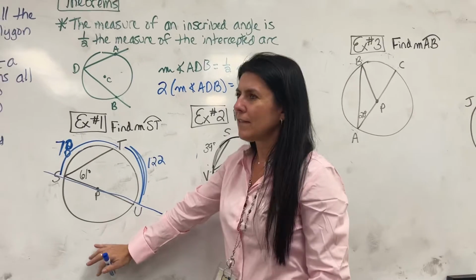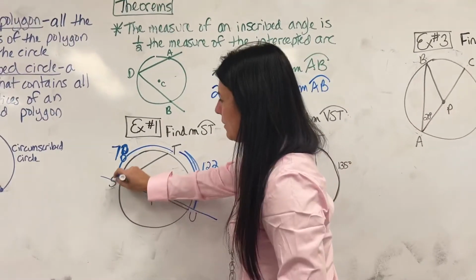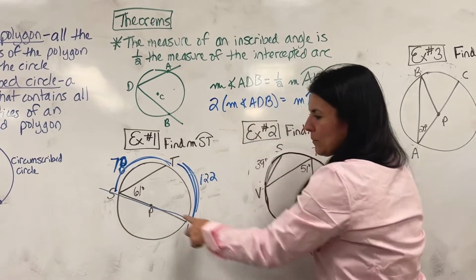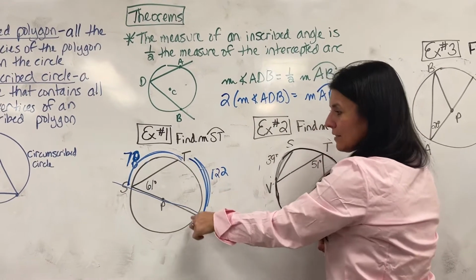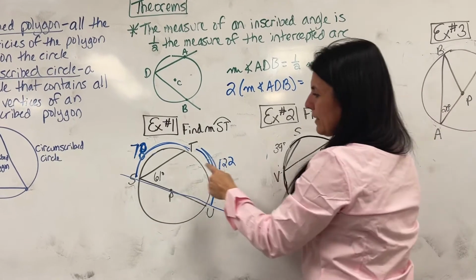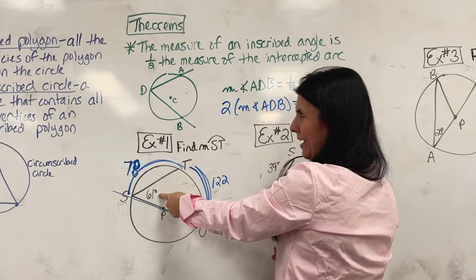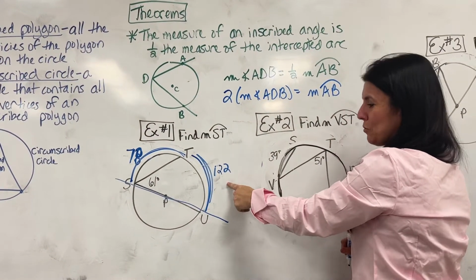Looking at the first example, it asks us to find the measurement of ST, which is from here to here. We know that this is a diameter because it goes through the center. So SU is a diameter. Because it's a diameter, this whole arc has to add to 180. We're already given that the inscribed angle is 61. You double that using my theorem, which tells me that this arc is 122.